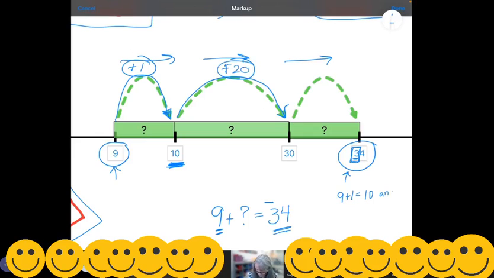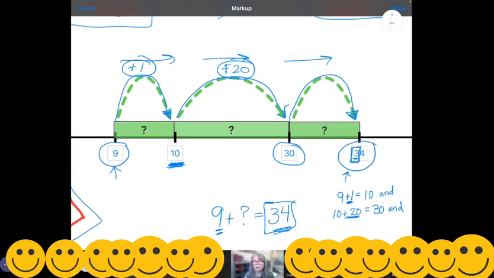Okay, so I've got my 9 plus 1 gets me to 10. 10 plus 20 gets me to 30. And then I have one more step to go, right? So far I've added 1, 20 more. I have one more jump to go, and it's from 30 to 34, which was my final answer, right? 30 plus what gets me to 34?